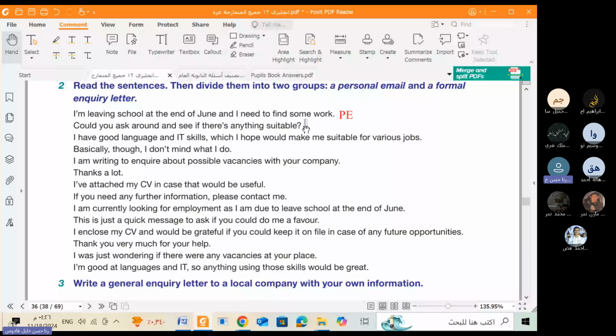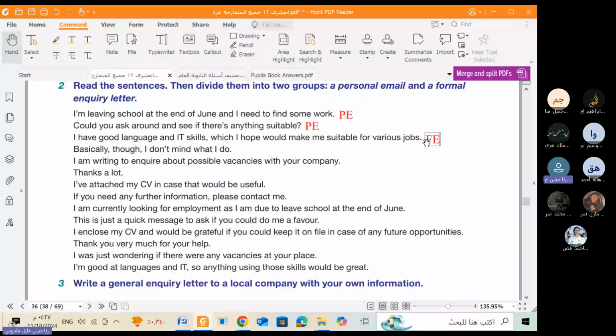So, personal email. I have good language and IT skills, which I hope would make me suitable for various jobs. What is that? Formal. It is a formal statement. So it can be written for a formal inquiry letter. So again, formal inquiry letter.